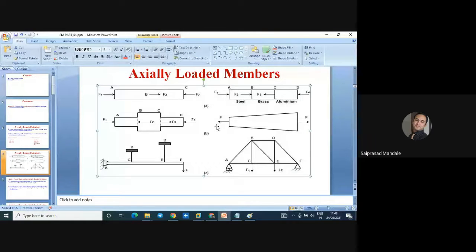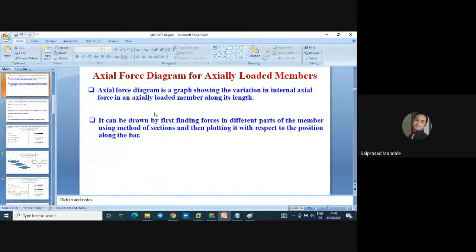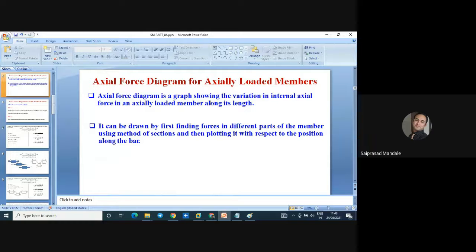Axial force diagram for the axially loaded member. So how to solve the numerical? That is the question. Or what type of numericals are there in the examination? An axial force diagram is a graph showing the variation in the internal axial forces in an axially loaded member along its length.